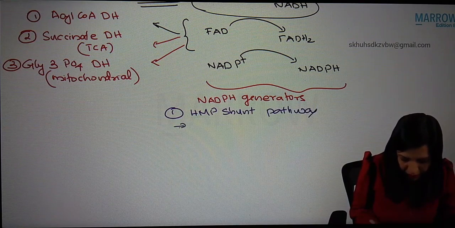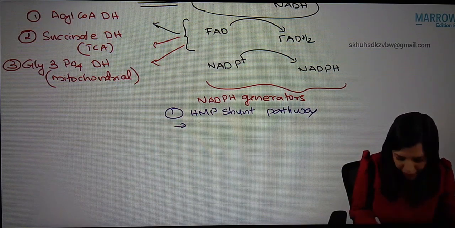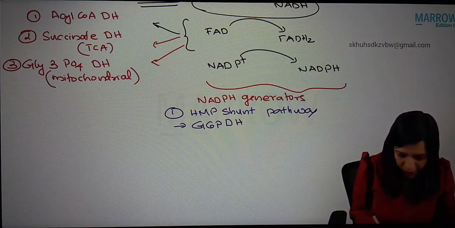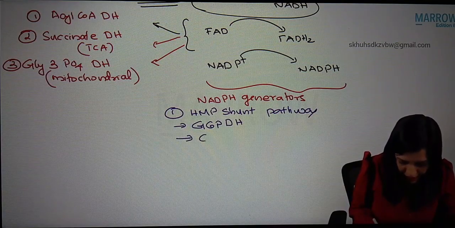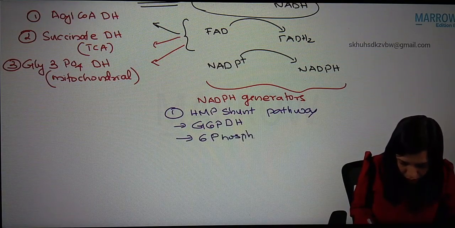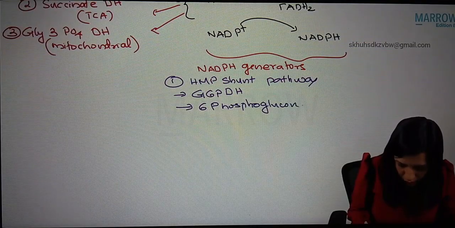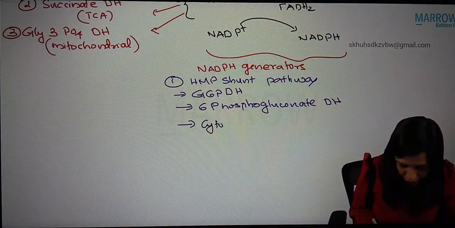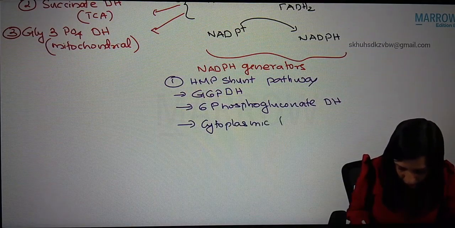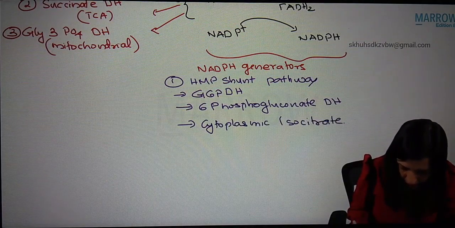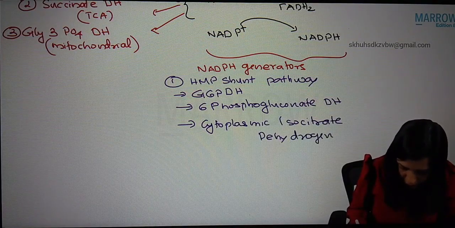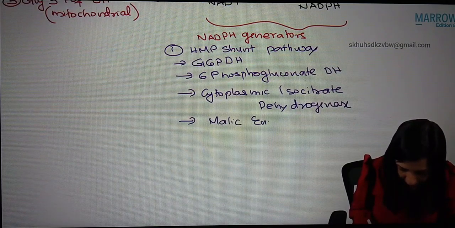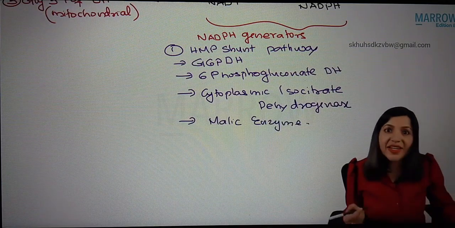I'll just write the names here. It will be difficult for you to learn now, but still I'm writing it. One is glucose 6-phosphate dehydrogenase, G6PD. Then the second is 6-phosphogluconate dehydrogenase. Then cytoplasmic isocitrate dehydrogenase and malic enzyme. So these are the NADPH generators.